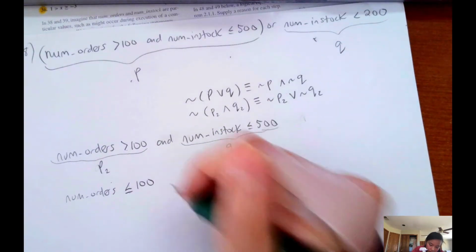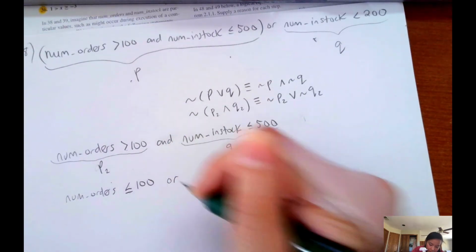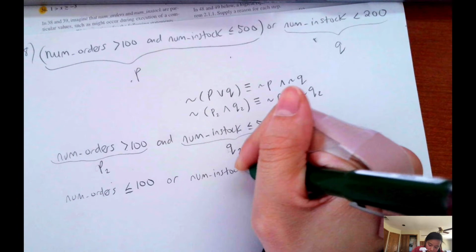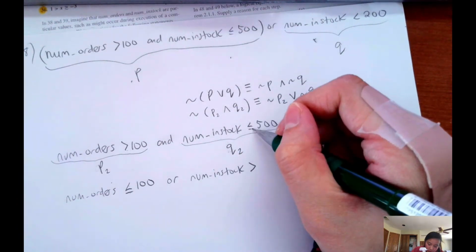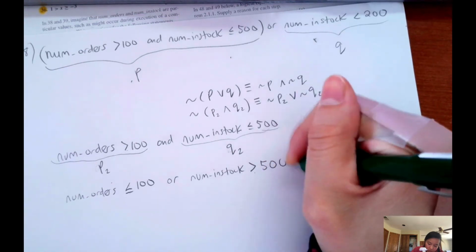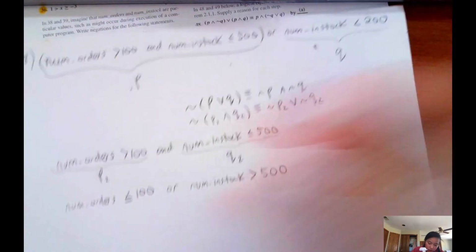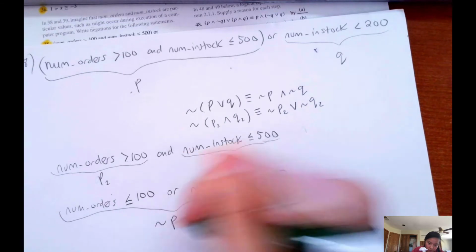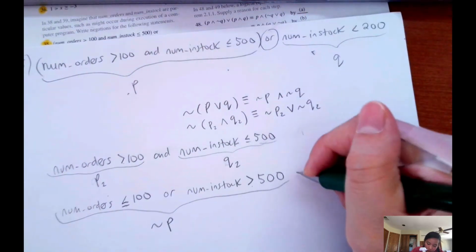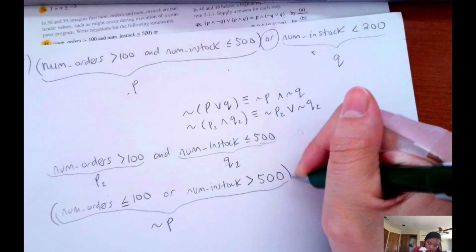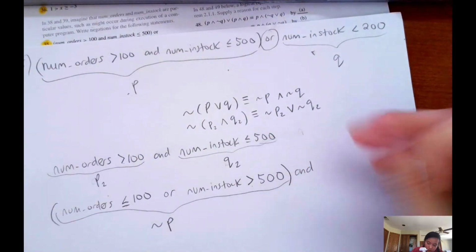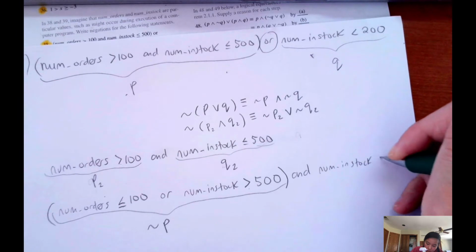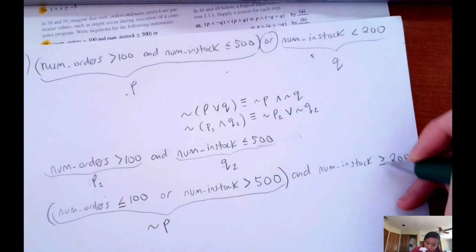And then make the and turn to an or, and take the negation of this guy. So you flip the sign, and since there's a bar here, there's no bar here. So this right here is the negation of P. Remember that this is an or, so we have to write and. Now we'll put parentheses right here just to separate it from this section. So the negation of Q would be num in stock is greater than or equal to 200. And you flip the sign, and then you add a bar here. There's no bar here.